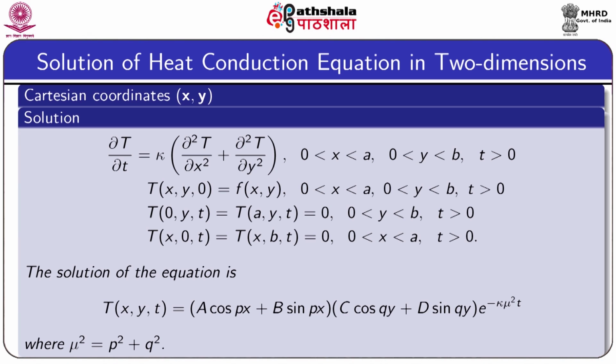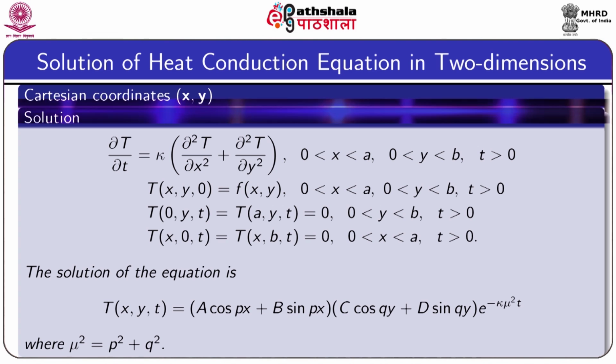Now the solution of the two-dimensional heat equation can be written, as we obtained in the last discussion, as capital T equals (a cos px plus b sin px) into (c cos qy plus d sin qy) into e to the power minus kappa mu square t, where mu square equals p square plus q square. Now if we apply the boundary condition T at x equals 0, so in this equation if we put x equals 0, then we get a equals 0.